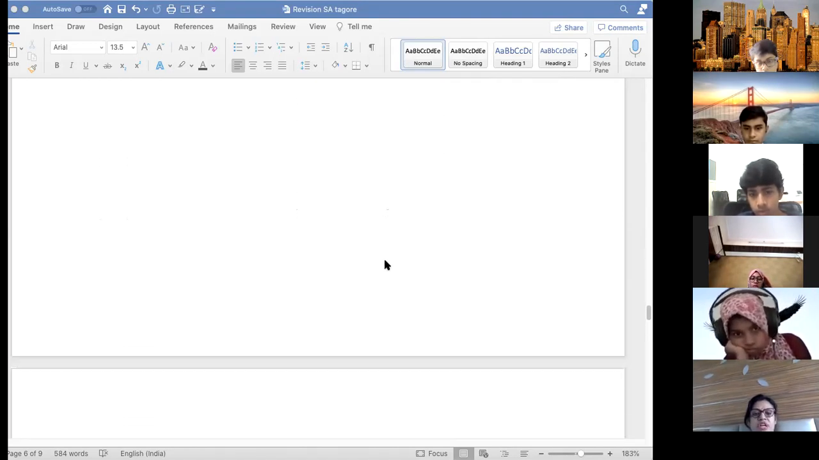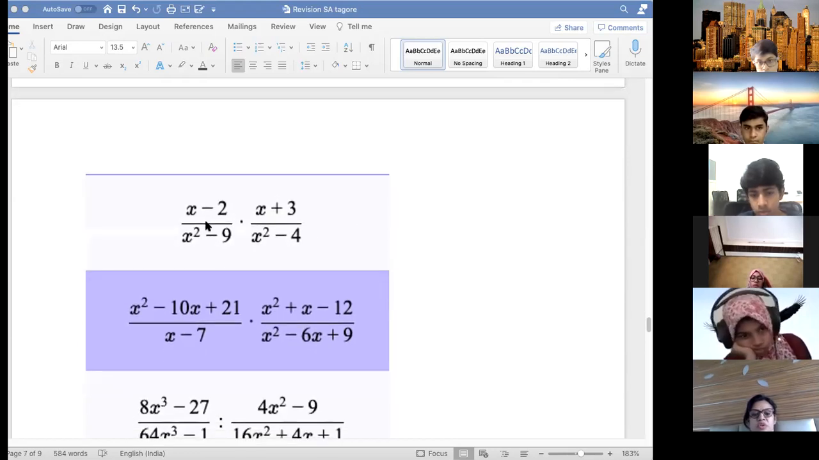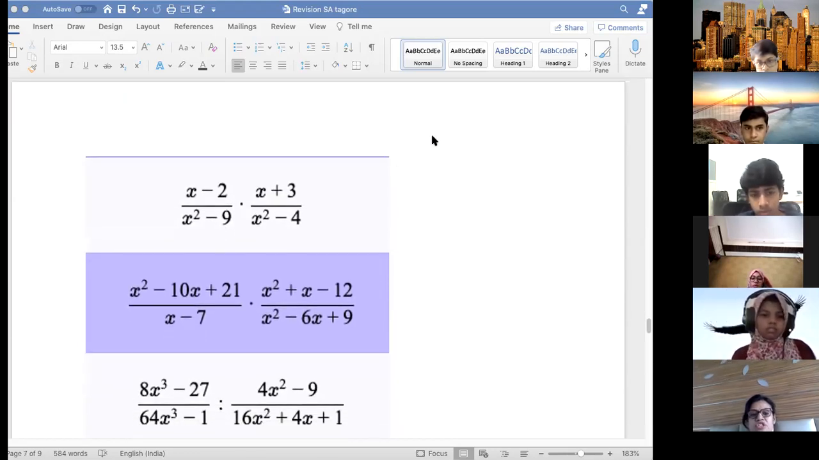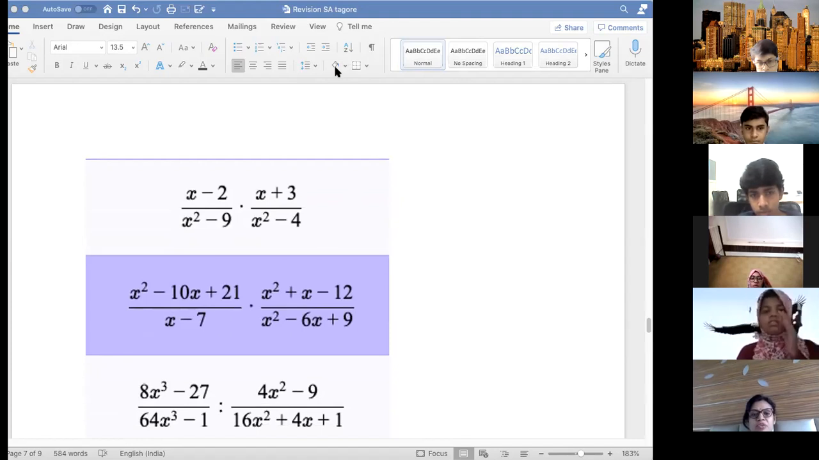Then multiplication and division of rational expressions, this we did just recently at the end. In multiplication, you just have to multiply the numerator and numerator, denominator and denominator. Okay? In this type of question you will factorize all the terms and then cancel whatever is common and you will get the answer. Okay? And in division, what will you do in division? For example, you have this question.